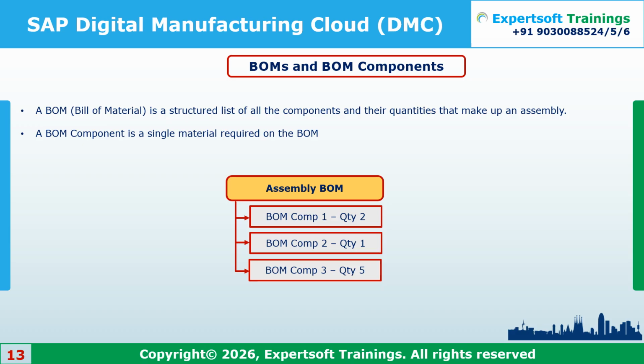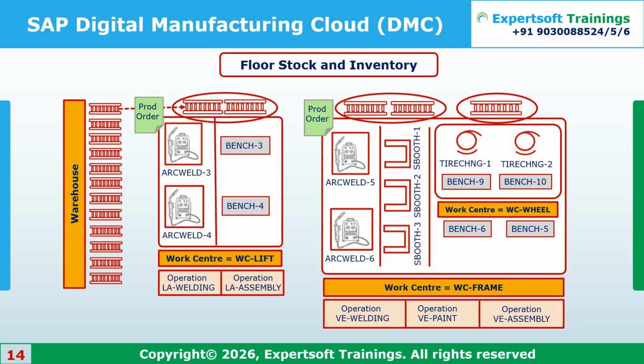Okay, coming to the BOM and the components, this is nothing but the list of materials that will be used for the production of the semi-finished or the finished material. I hope you are all aware of this BOM concept. Now here we have the floor stock and inventory. The SAP DM is integrated with multiple SAP products like EWM, then SuccessFactors, then Ariba, and so on.